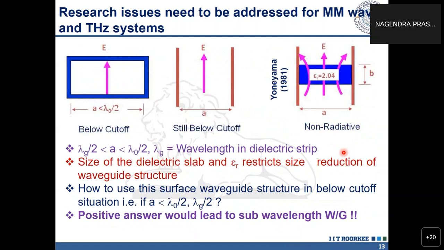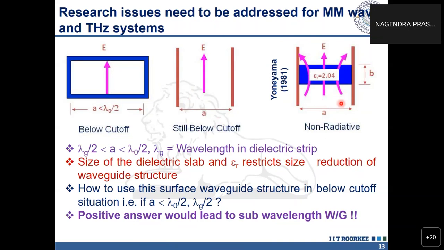Those who are aware of millimeter wave systems may know one of the well-known millimeter wave guiding structures, that is the non-radiative dielectric waveguide structure. And how was this structure derived? It was derived from a below cutoff waveguide, right? Then the top and bottom layers are removed, and this is a parallel plate waveguide, but it is still below cutoff. And then a dielectric slab of suitable dimension is inserted so that wave propagation can be supported through this dielectric slab, and outside it is below cutoff, so there is no radiation.